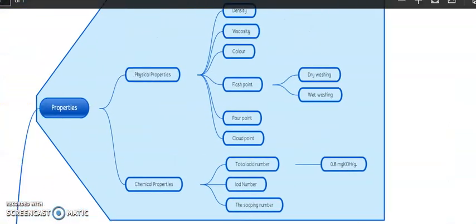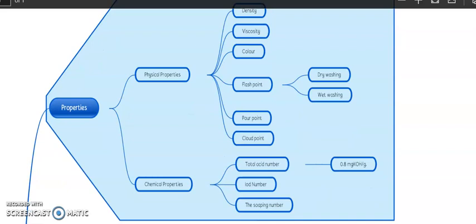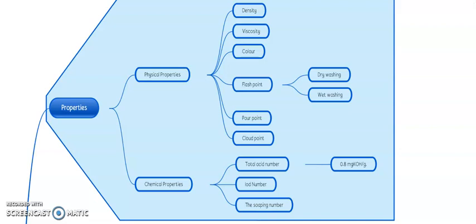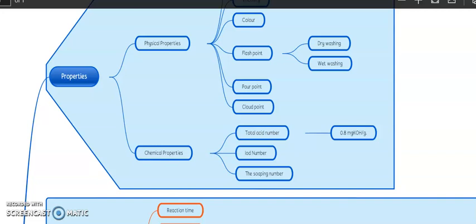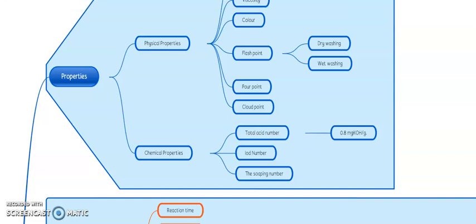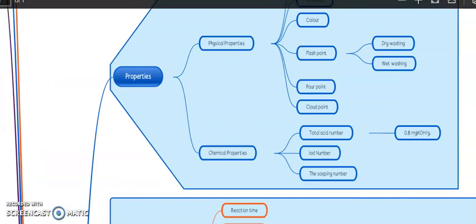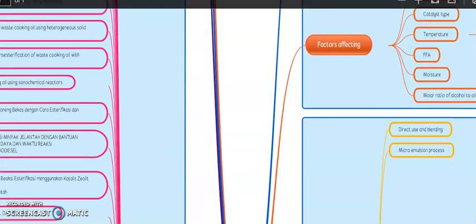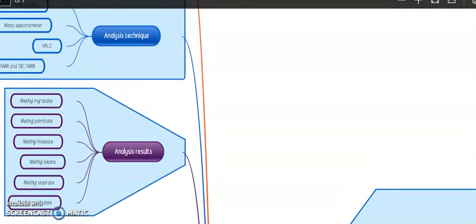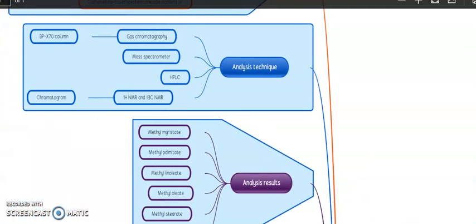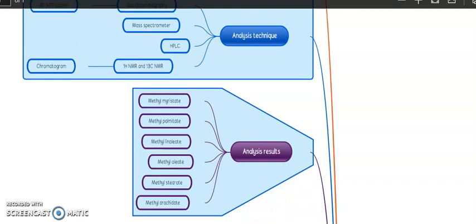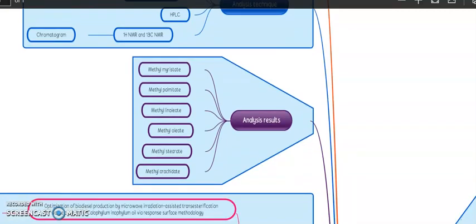And then the properties of the biodiesel that we got: physical properties like density, viscosity, color, flash point, pour point, and cloud point. The chemical properties like total acid number, iodine number, and saponification number. After we get the biodiesel, we will analyze to make sure whether it is biodiesel or not. The biodiesel consists of methyl myristate, methyl palmitate, methyl linoleate, methyl oleate, methyl stearate, and methyl arachidate.